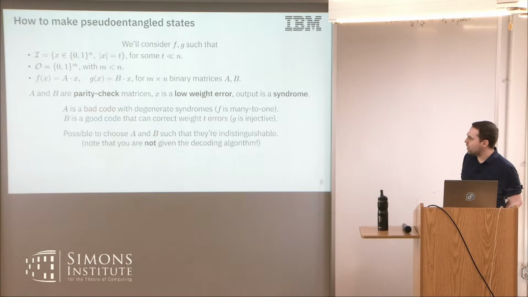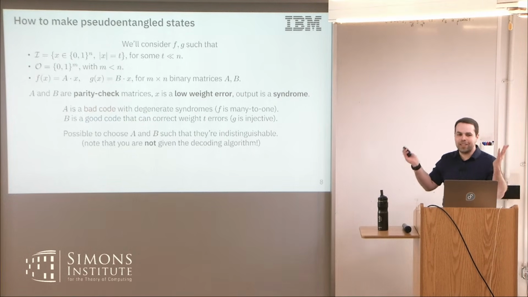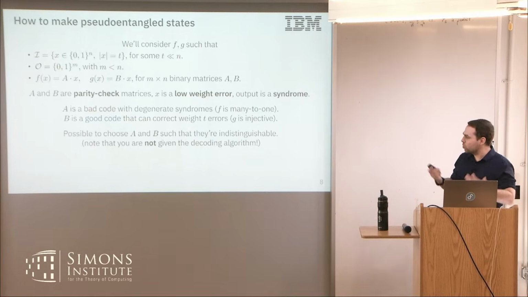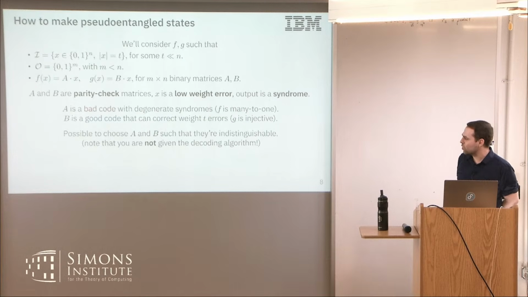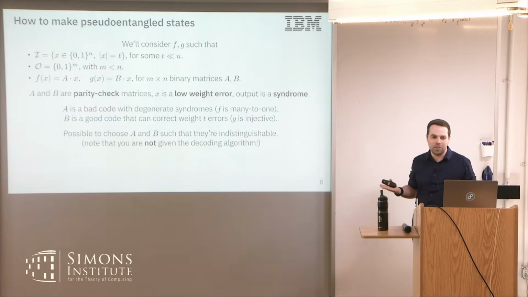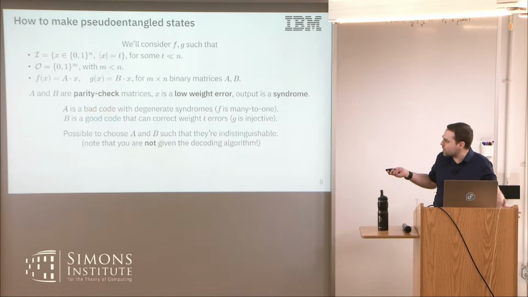And what we'll need is that these A and B matrices are indistinguishable from each other. In fact, the A and B matrices will just look like completely random matrices, totally random n by n matrices. And by just looking at them, you won't be able to tell if you were given the good code or the bad code. And note that, obviously, you're not given the decoding algorithm, because if there was an efficient decoding algorithm, then you could just test to see if you're able to decode or not. And then you could tell them apart.